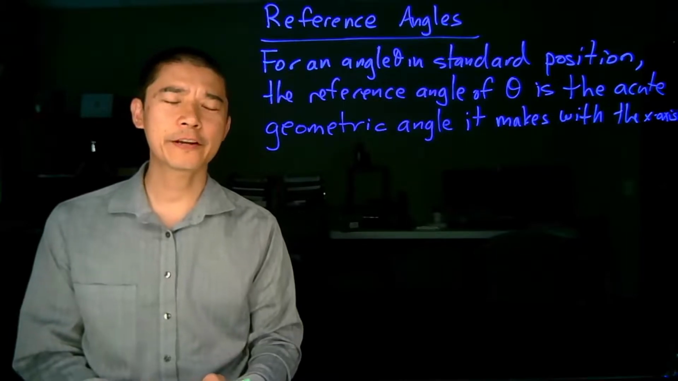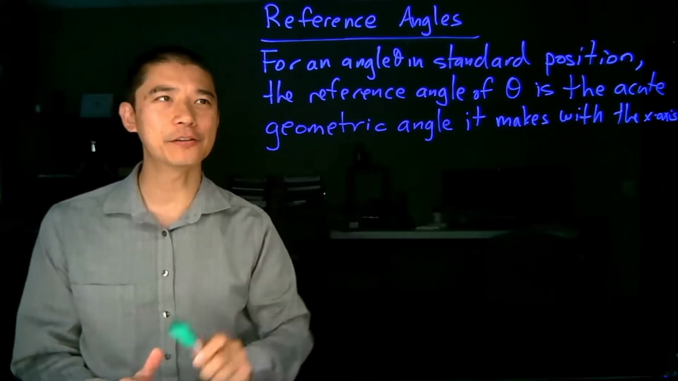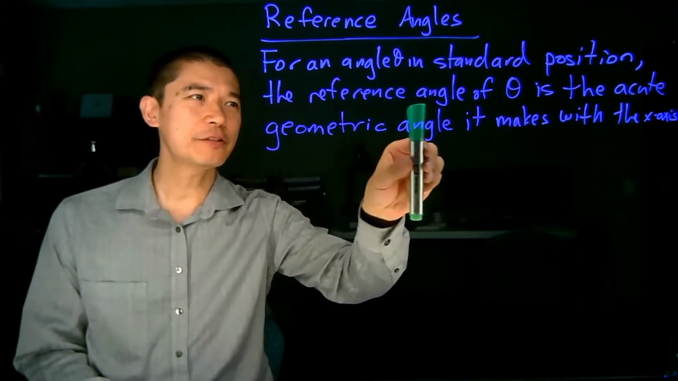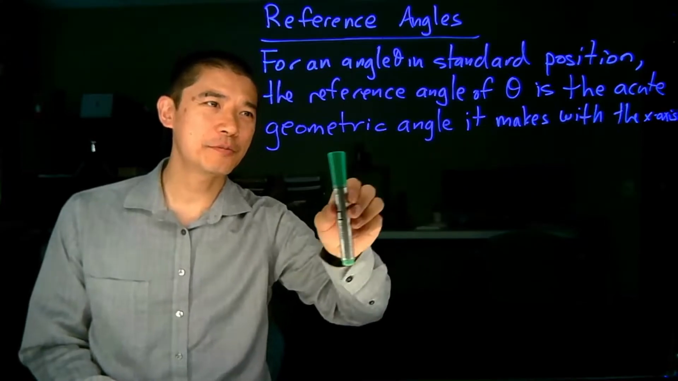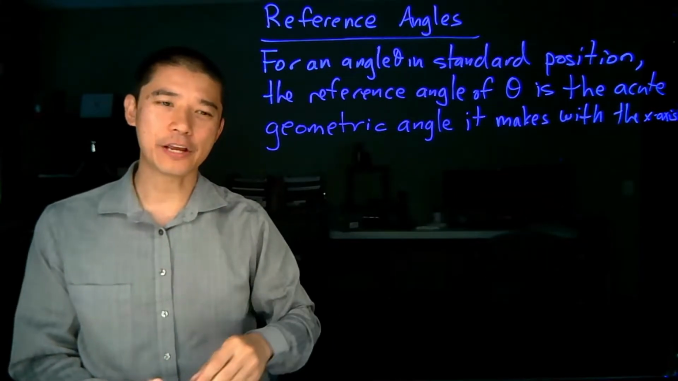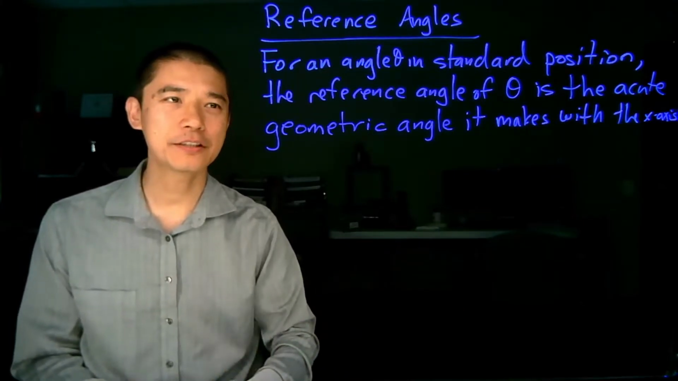In order for us to take our next step into trigonometry, we need to introduce the concept of a reference angle. For an angle theta in standard position, the reference angle of theta is the acute geometric angle it makes with the x-axis. Now the word acute here, an acute angle is an angle between 0 and 90 degrees, or 0 and pi over 2 radians.